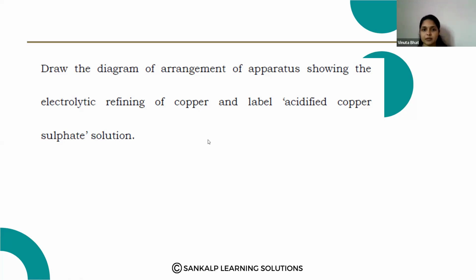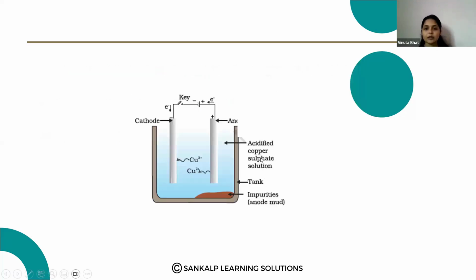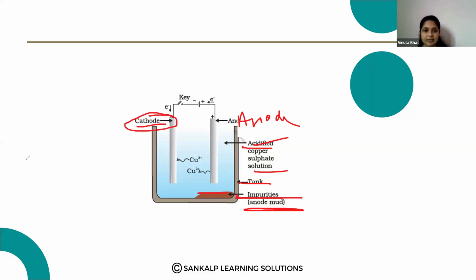Here, the diagram is like this. Here, acidified copper sulfate, so that you have to mention. And remaining all, here is the cathode, and this one is the anode. Acidified copper sulfate solution. Then this is the tank and these are the impurities, which are also called the anode mud. It is also one of the important diagrams. Please label all these labelings. It is a very easy and very important diagram.